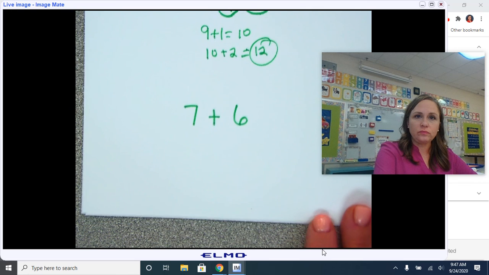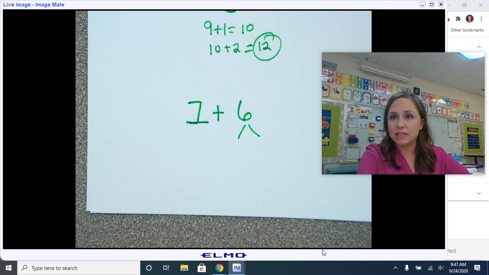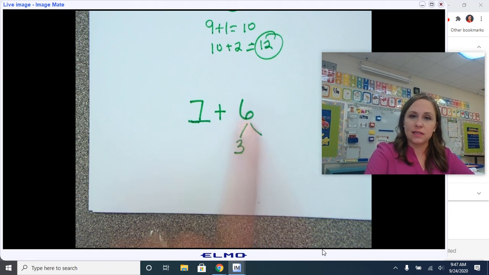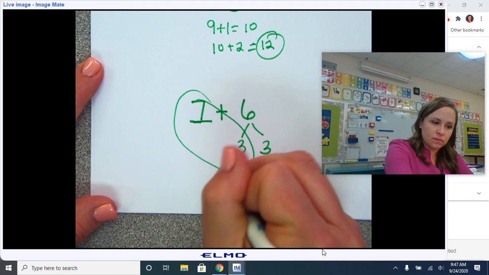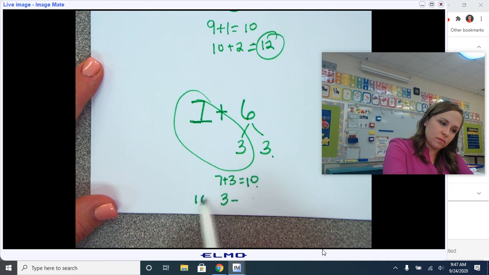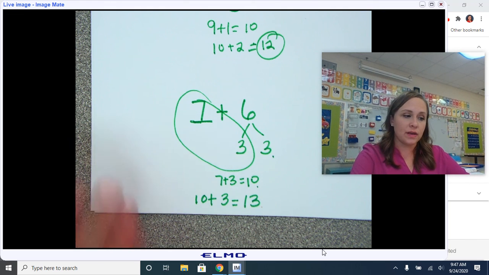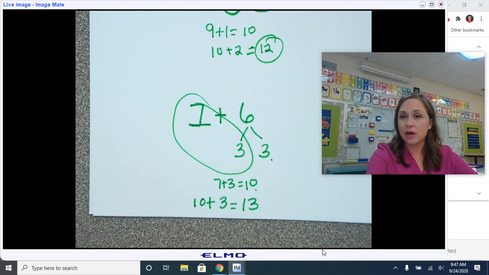Okay, one more. Larger number. What does 7 need to get to 10? 7, 8, 9, 10. It needs 3, so I'm going to take 3 away from 6. 3 plus what is 6? Yes, 3. Here's a 10. And then 10 plus 3 is 13. Like I said, this is the strategy for today. I want you to try it. I want you to become comfortable with different addition and subtraction strategies.